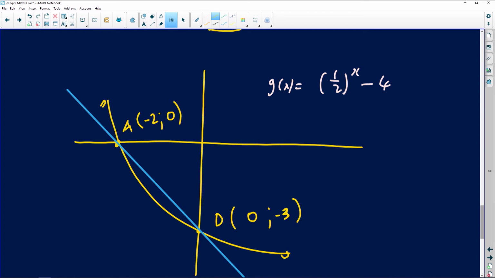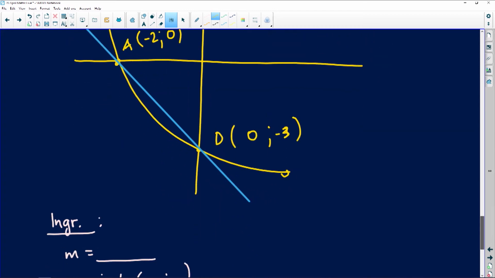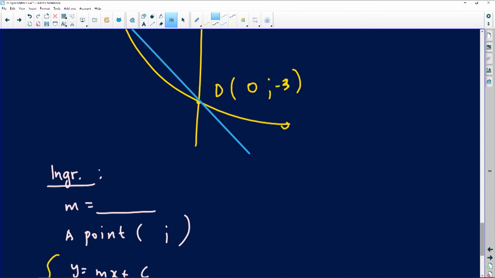So which point am I going to use? Well, it doesn't matter. Actually, I'm going to take point D with the coordinates 0 and -3. I don't like using A. It doesn't matter which one you use. Both of them would work. I want to use point D, not point B. Right? This is going to be point D. D point with the coordinates 0 and -3.